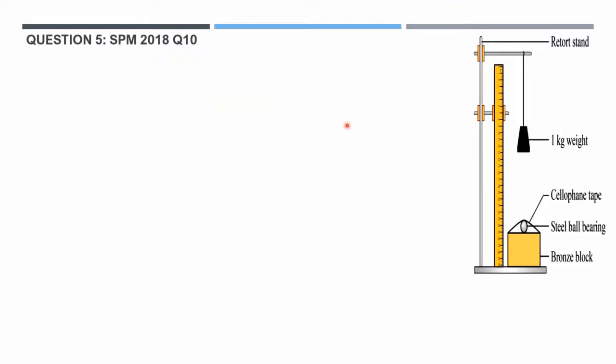Let us recall, this is the apparatus set up for the experiment. We put the steel ball bearing here, which is fixed on a bronze block, and then we release the 1 kilogram weight onto the steel ball bearing. The steel ball bearing will make a dent on the bronze block. After the experiment, we replace the bronze block with a pure metal block.